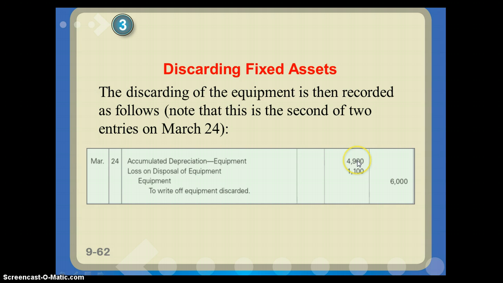If it was a difference and the accumulated depreciation was larger, we'd have a gain on the disposal and it would be on the credit side of the equation.